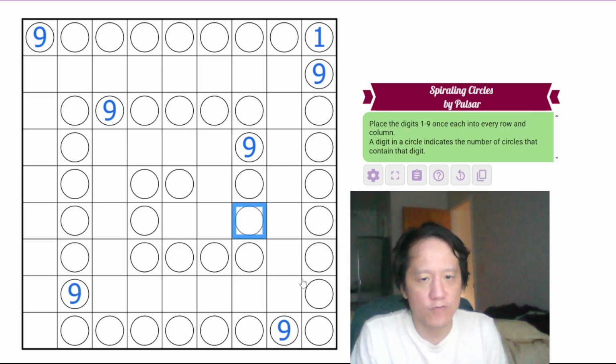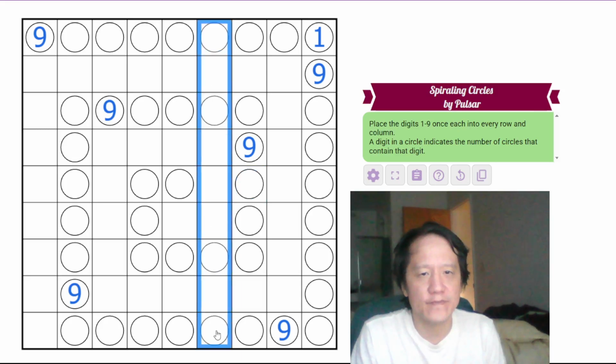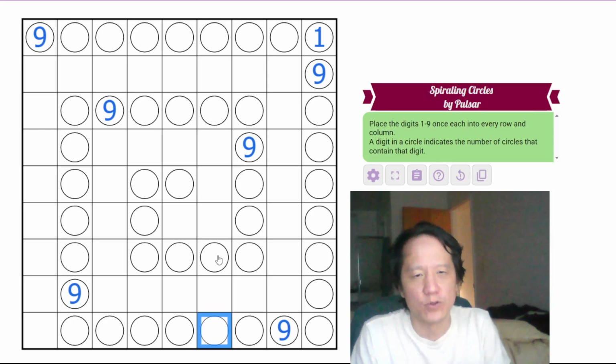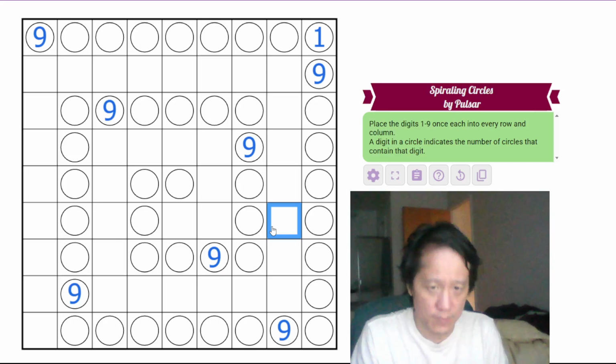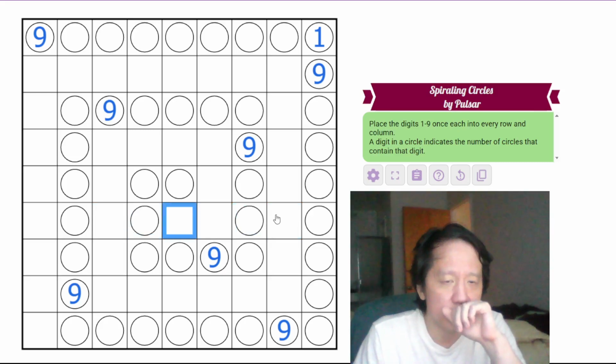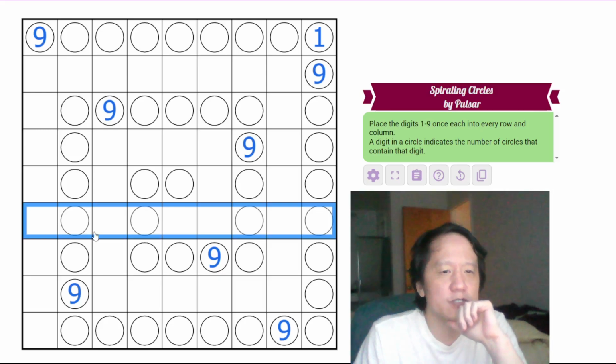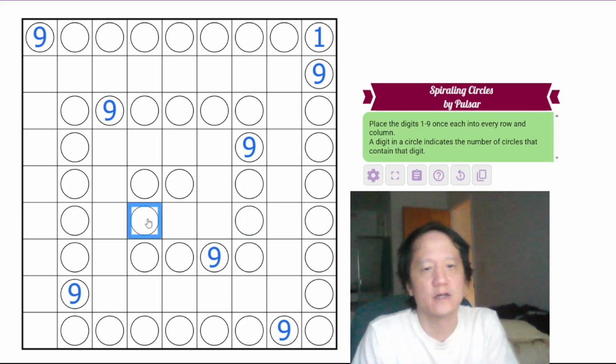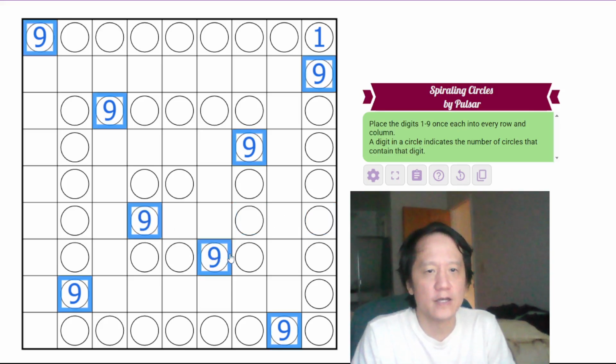Then we have... I'm not really sure why I'm going this way, but it's just the way I am. Where can it be in column 5? Or 6, sorry. Can't be here, can't be here, can't be here because of the 9s in the rows. So this is 9. What about row 6? Can't be here because of the 9 in the column. Can't be here or here because of the 9s in the column. So this must be 9. That leaves the last 9 possible as being here.